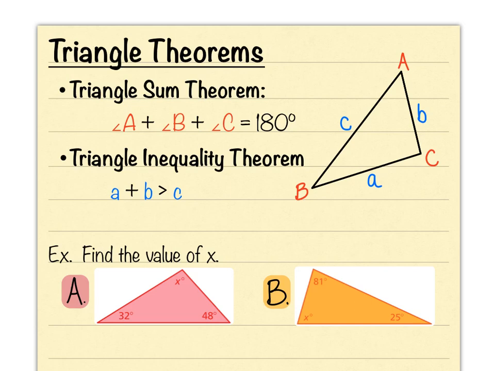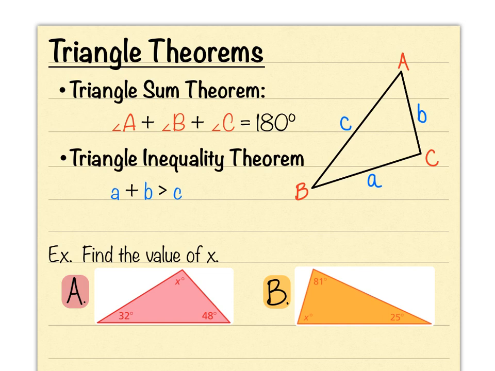All right, so let's talk about some triangle theorems. We've talked about how to classify triangles by their angles. We have acute, right, and obtuse triangles. We've talked about how to classify triangles by their sides: scalene, isosceles, and equilateral.